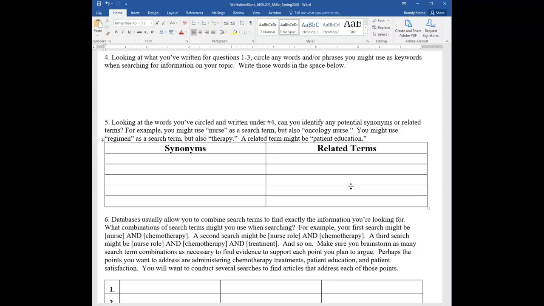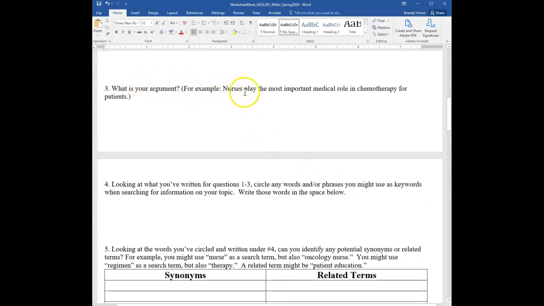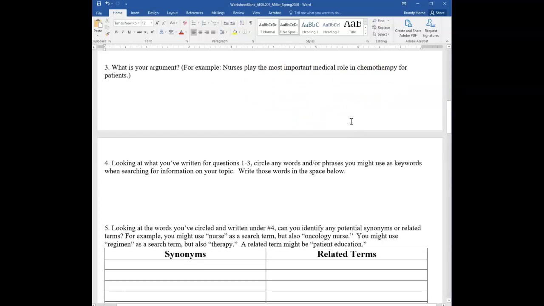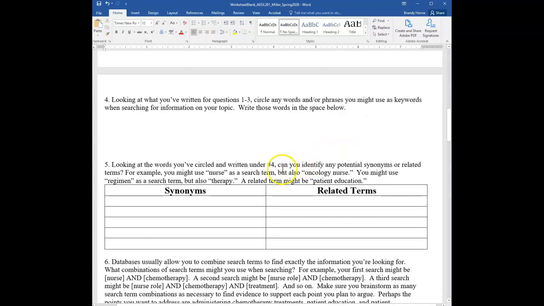But when we talk about, in our articulated argument, nurses play the most important medical role in chemotherapy for patients, we know that chemotherapy has to do with cancer, right? And another way to express this concept of a nurse who deals with chemotherapy, you might refer to them as an oncology nurse, right? So you might use nurse as a search term, but then you might also use oncology nurse and see what happens, right? When we talk about therapy, or when we talk about regimen, we're talking about a plan, a therapy plan. So therapy might be another word for regimen, okay?